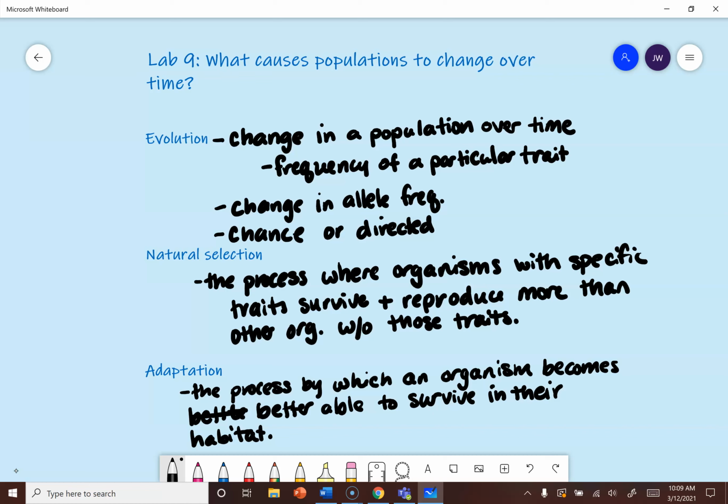So natural selection leads to adaptation, and that is where an organism or a species becomes better able to survive in their environment because of specific traits. So this all goes back to those specific traits that an organism has. Now, for evolution to occur, those traits must have a genetic basis. So fur color must be encoded in these mice in order for natural selection, adaptation, and evolution to change the population.